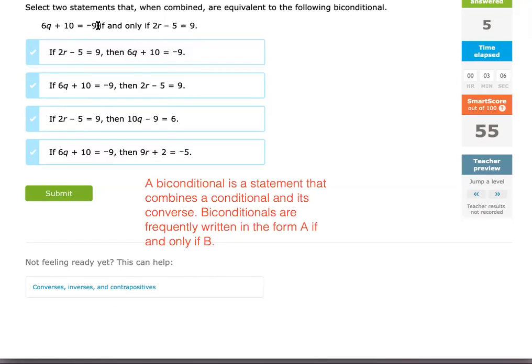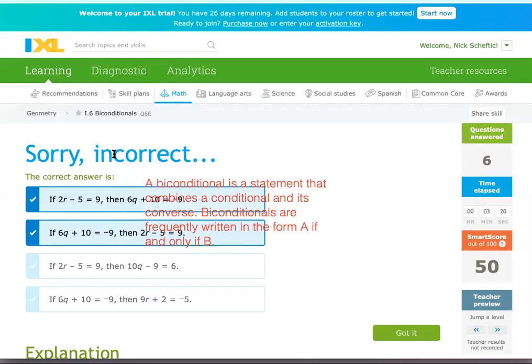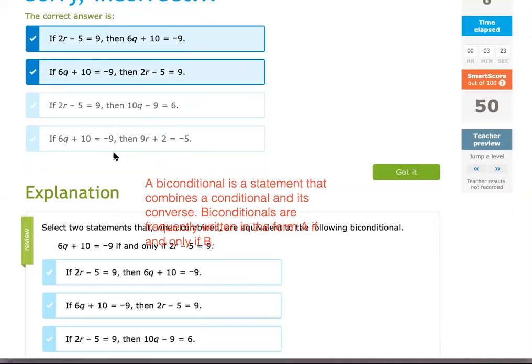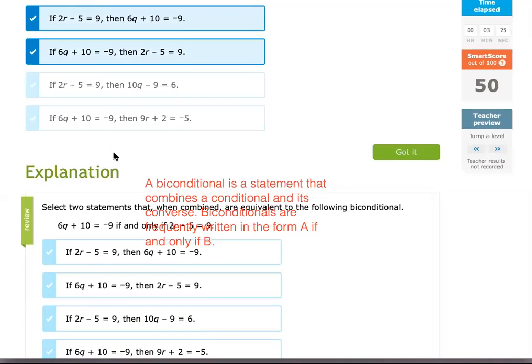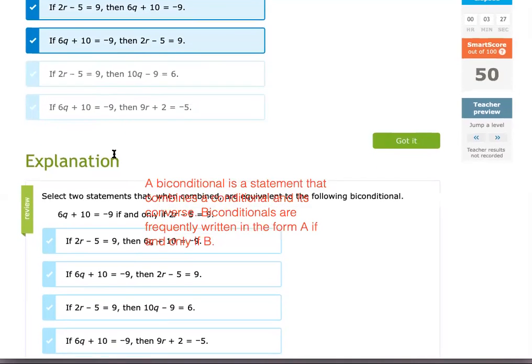So this one, they give you one of them and they just have to look for the other one. So this one is your P is 6q plus 10 equals -9. So let's see what this statement has that on the right side, which is going to be, it looks like that one right there. Okay. Oops, let's see what I did here. I may have clicked that a little too fast.